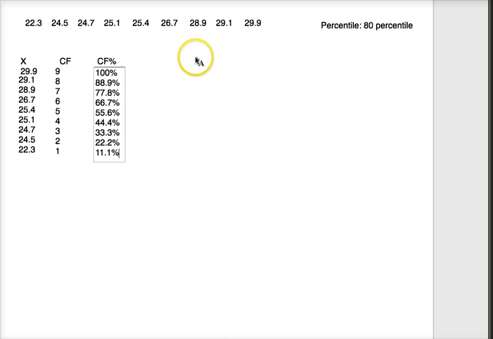Okay, but we are looking for the 80th percentile. So we know that the 80th percentile falls somewhere in between here, between the 77.8% and the 88.9%. We don't have 80% that shows up here, so we need to estimate that. To use interpolation, we are going to set up this little table, which I highly recommend that you always do.